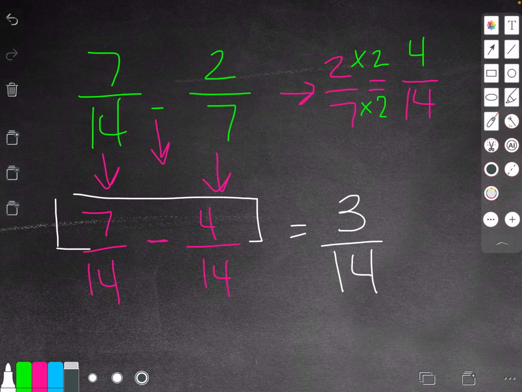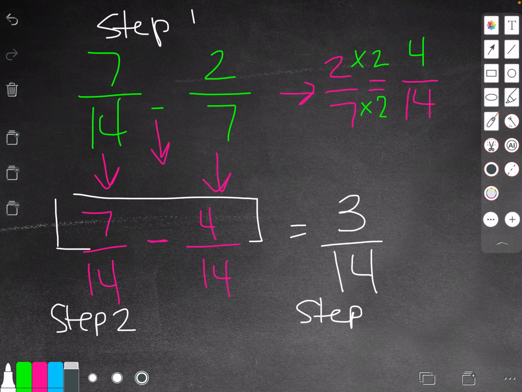This cannot be simplified. So I have my step 1, which is figuring out if I need to change my denominator or not. That's the whole top portion of that. Step 2 is rewrite. Step 3 is solve. And step 4 is simplify, which I cannot do here.